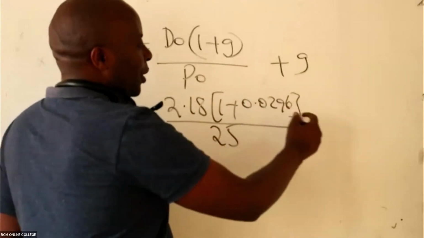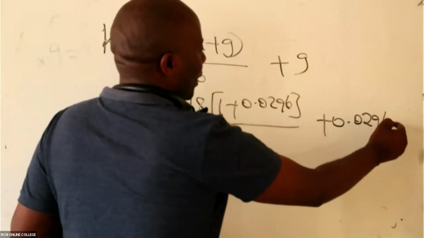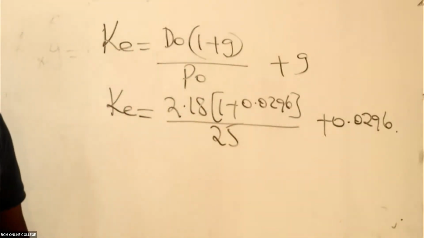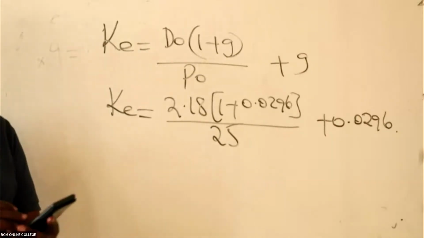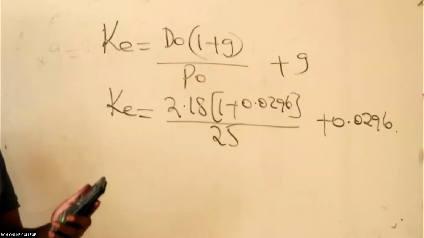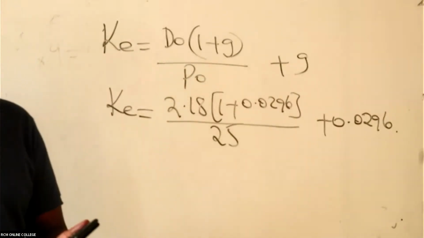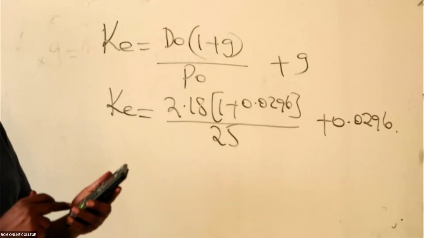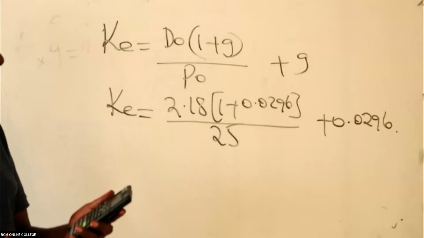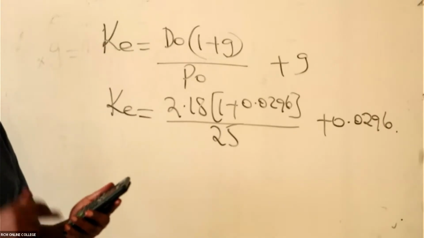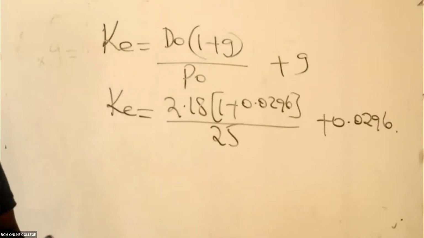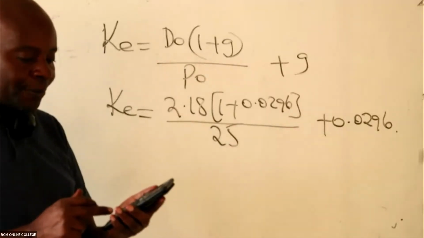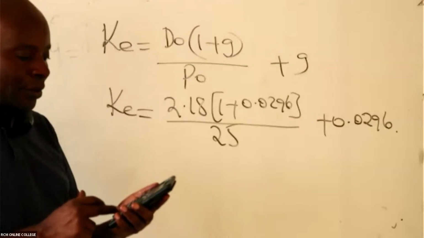After I get this portion, I will come and add the growth rate. So we have here 2.18 times (1 plus 0.0296 growth) divided by 25 first. Whatever answer I get out of this quotient, I'll be able to add to the growth rate again.